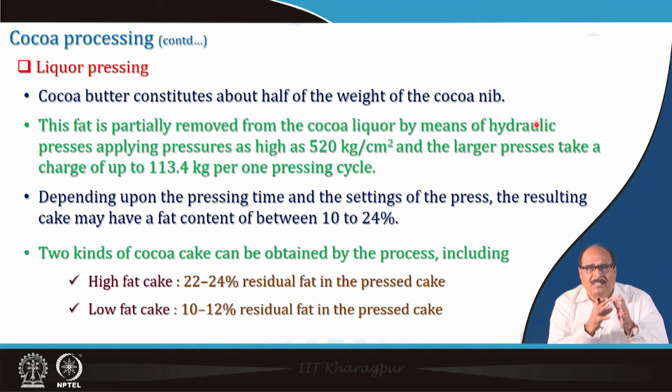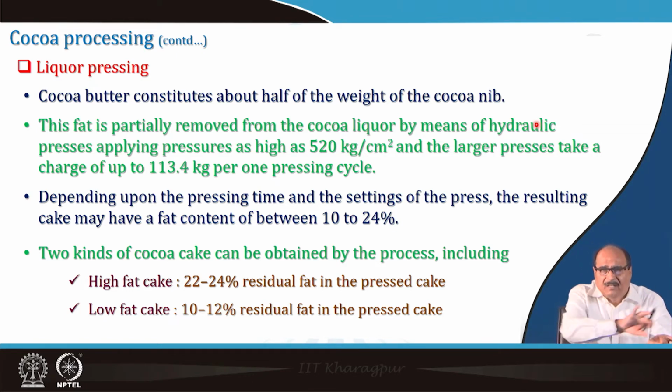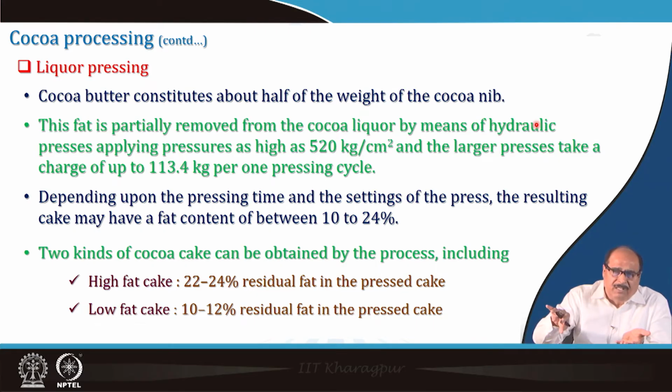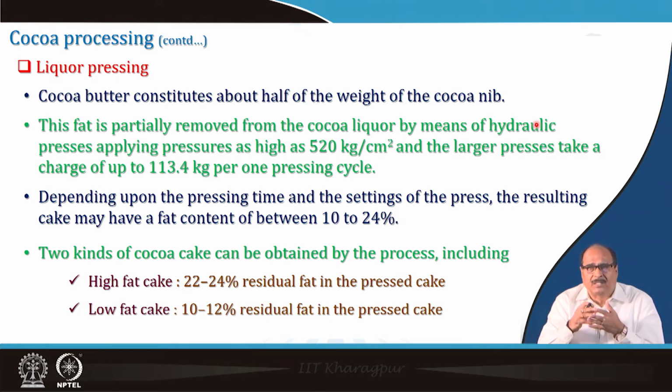The fat in fact is partially removed from the cocoa liquor by means of hydraulic pressing, applying pressure as high as 520 kg per square centimeter, and the larger presses keep a charge of up to 113.4 kg per pressing cycle. Initially, just by simple application of pressure the butter is removed, but as the quantity of fat goes down, one has to give more and more pressure to remove the remaining fat, and this high pressure and high temperature also develops excessive heat, and that adversely affects the chocolate qualities as well as the cake and powder quality.